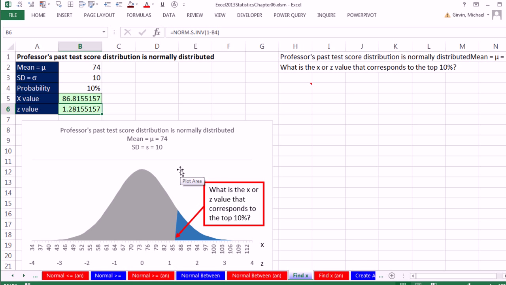All right, now when we come back in our next video, we're going to see how to create those charts. And then the video after that, we're going to have a bunch more examples of using the NORM.DIST and NORM.S.INV functions to solve problems.